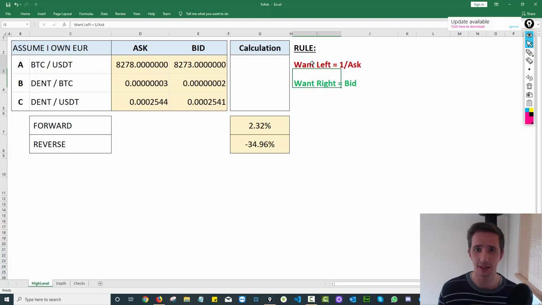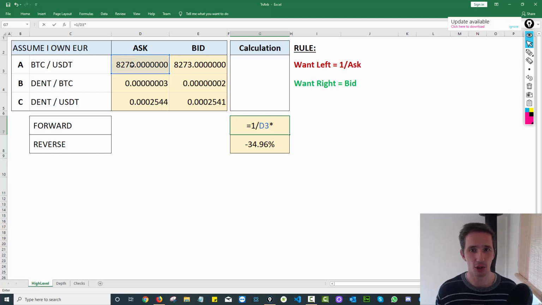So I've put a neat little rule here for you that whatever coin you want, this is how you perform the calculation. So I'm going to delete the actual calculation here and do it for you right now. So if I say, okay, I want the coin that's on the left, then I take one divided by the ask. So that will give me Bitcoin.